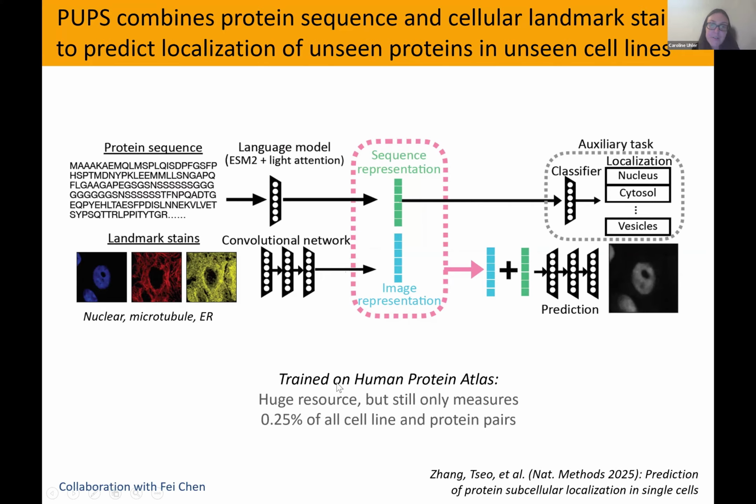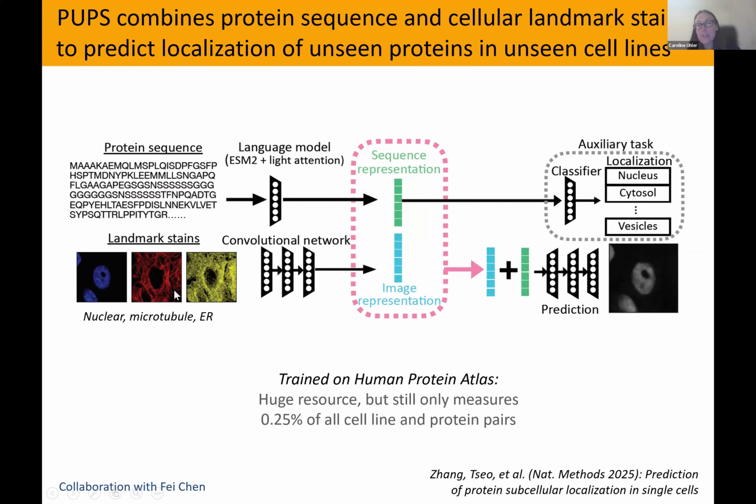There is already a huge resource, which is the Human Protein Atlas. But even this huge resource only measures about 0.25% of all cell line and protein pairs. And so that means we need to have models that can predict, if I give you a particular cell, and because we have variability even within cells of a cell type, it would be great if I can give you, say, some landmark stains of a particular cell, say again, DAPI and some microtubule or ER, some of the stains that are usually available, and I tell you which protein I care about. Can you then predict where this particular protein is localized inside the cell?